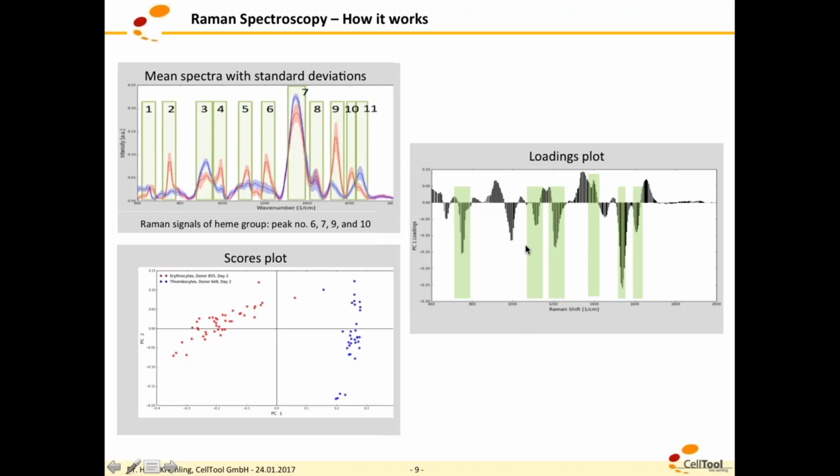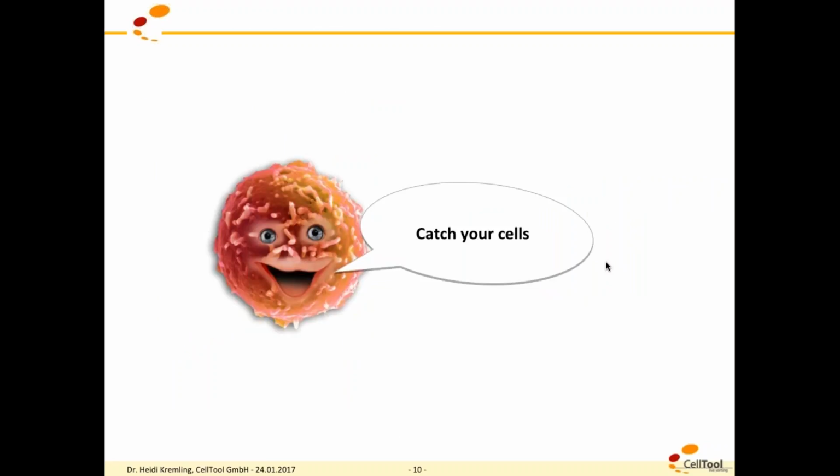Another thing is that specific parts of the Raman spectra are associated with different biomolecule groups like DNA, RNA, proteins, and so on. And so you cannot only learn if the cells are different or not, but you can also see from this analysis which biomolecules contribute to the difference of different cells. So much about the theory of Raman analysis.